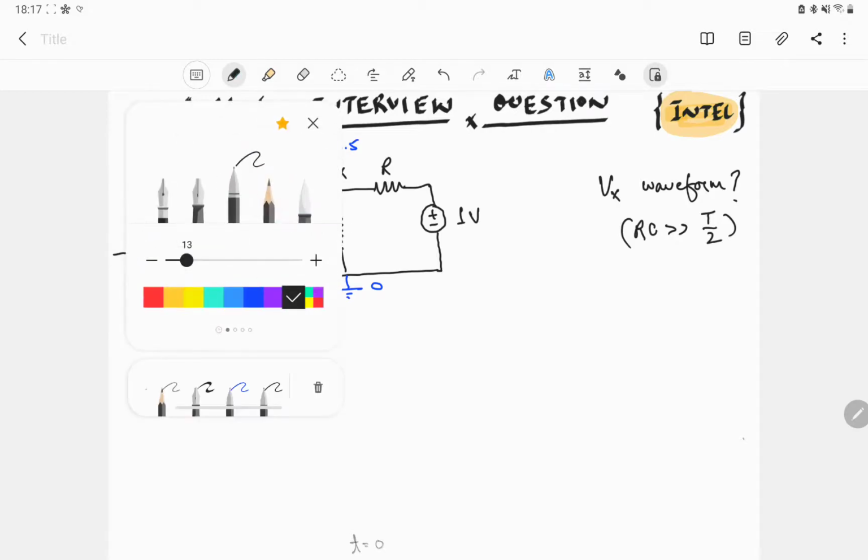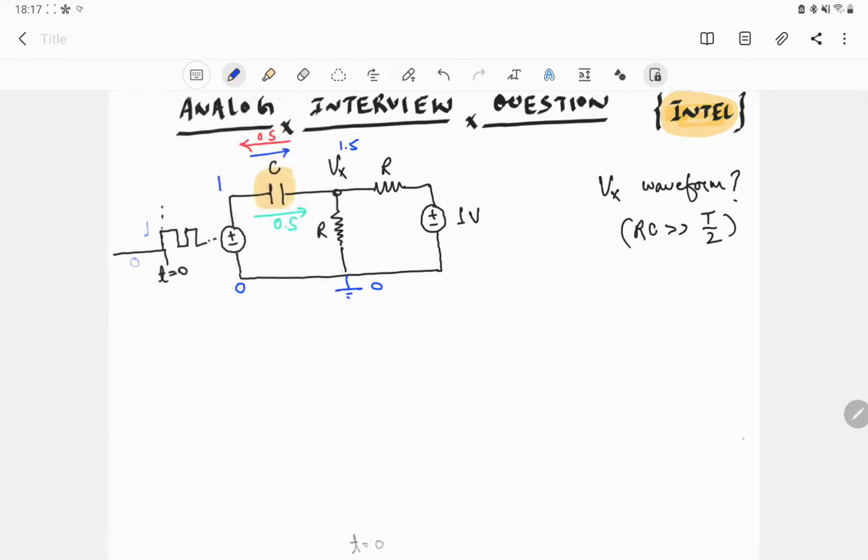So again, we could deduce something from this. Well, the charging plus discharging of the capacitor will be very slow. So this is what we could deduce from it.